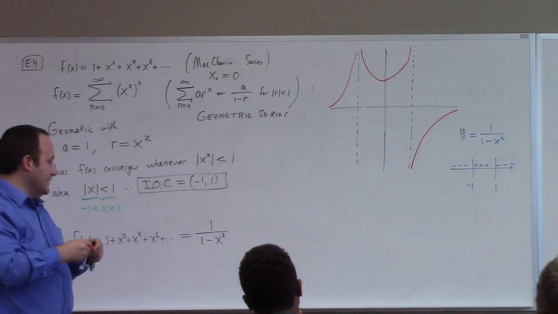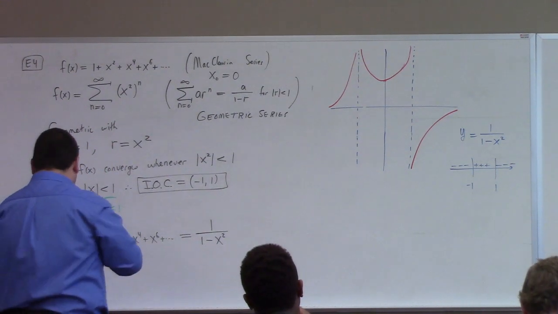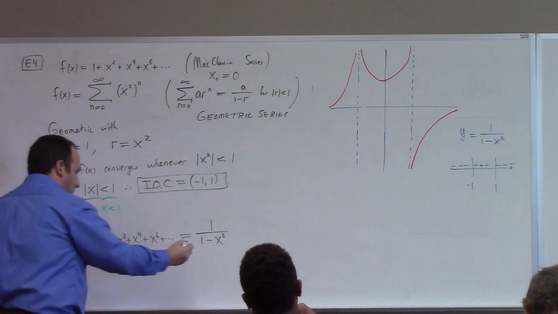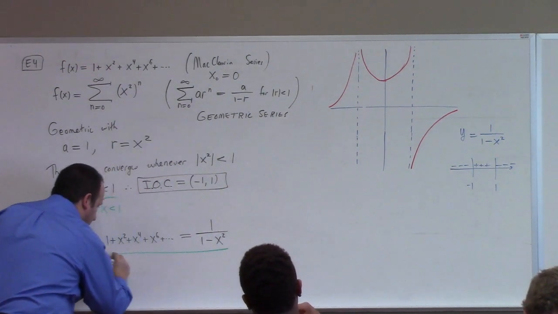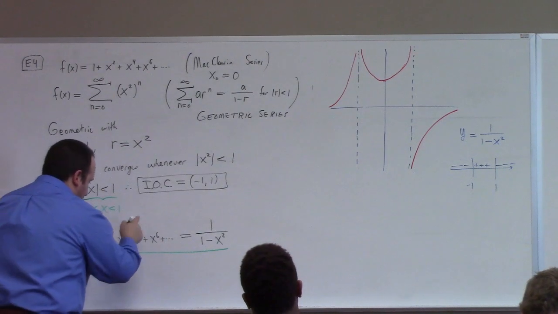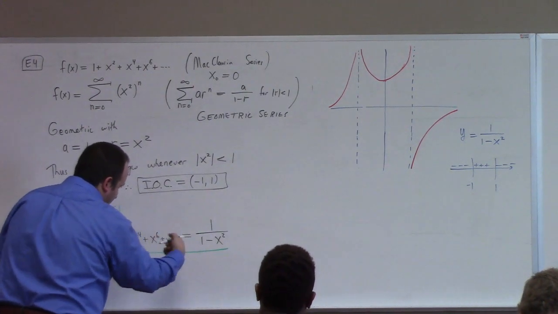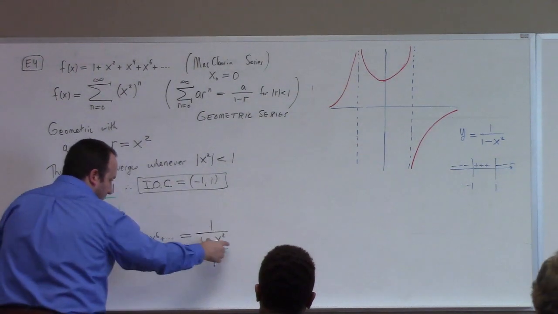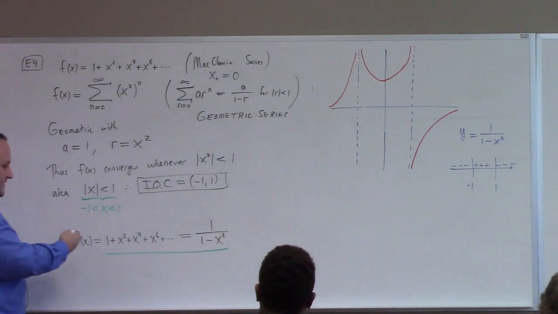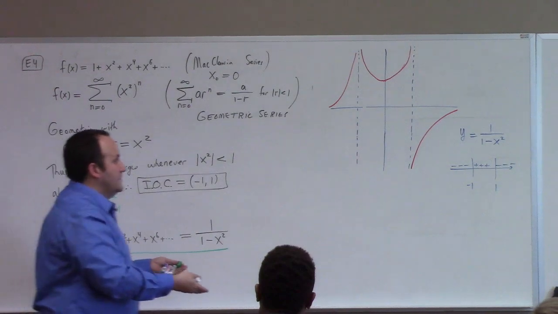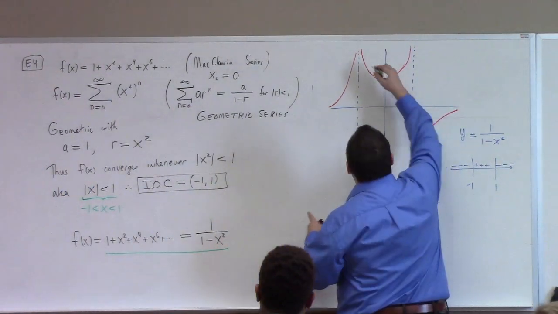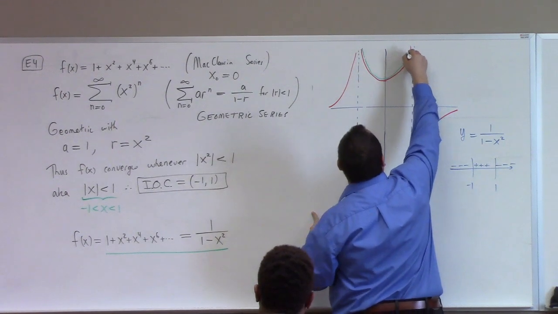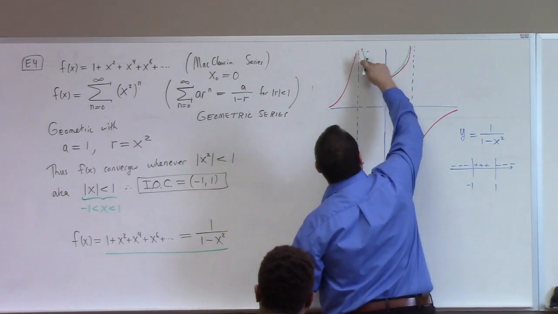So what's going on here is we have this approximation of this rational function, right? This guy right here, 1 plus x squared plus x to the 4th plus x to the 6th plus dot, dot, dot. This is a way of approximating 1 over 1 minus x squared. In fact, it's not an approximation if we keep the plus dot, dot, dot. But 1 over 1 minus x squared looks like this here, right?